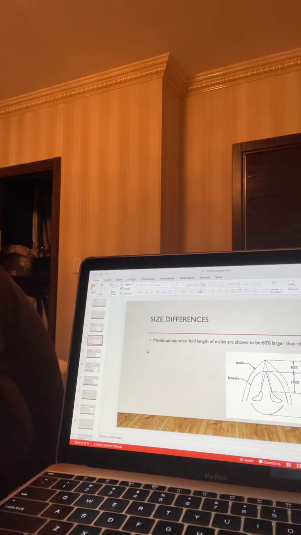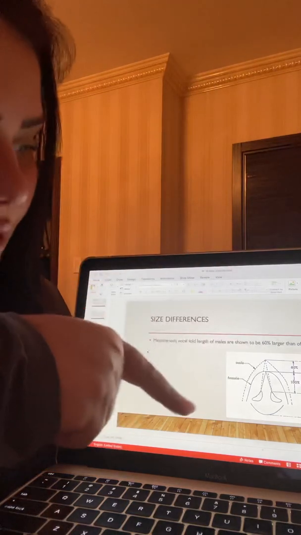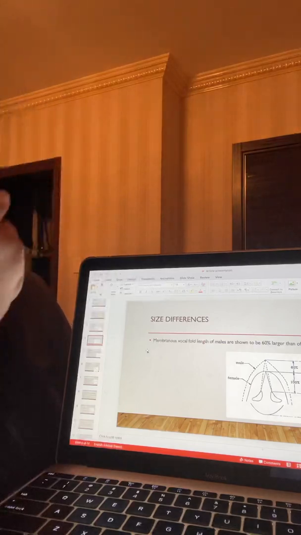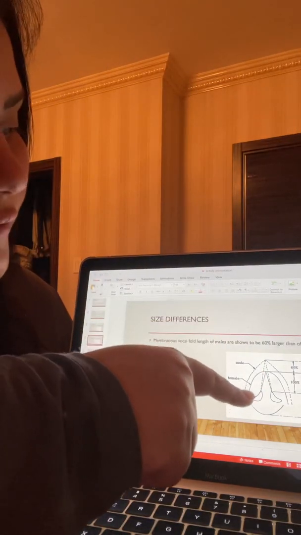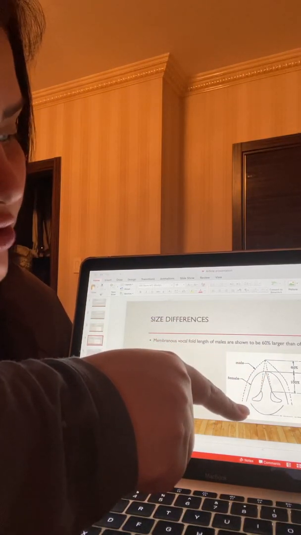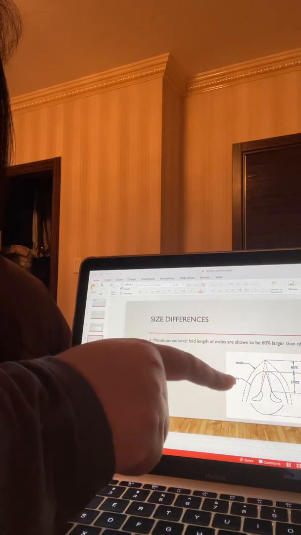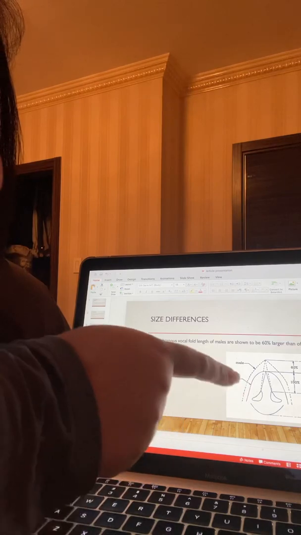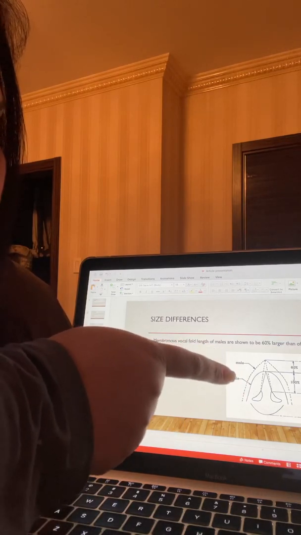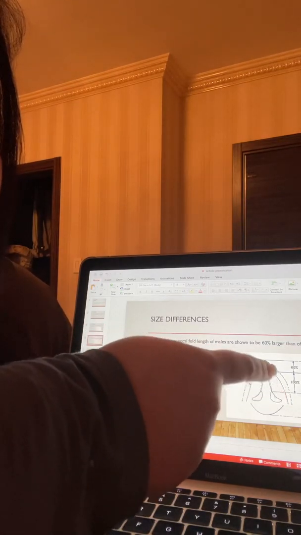Moving on to membranous vocal fold length of males and females. The membranous vocal fold length appears to be here, and the males have been shown to have 60% larger vocal fold length than the female.